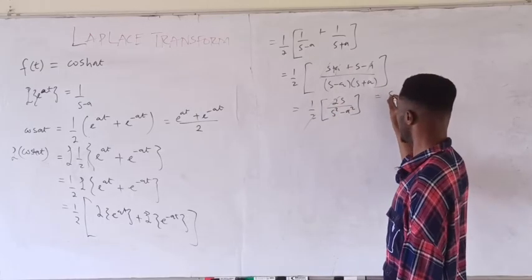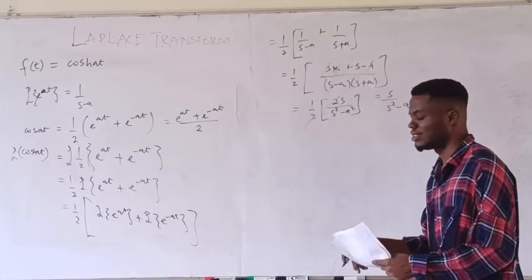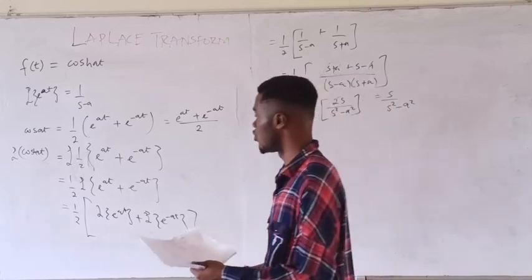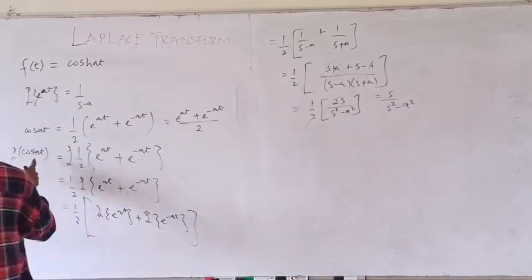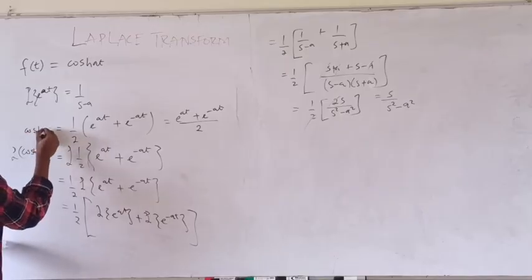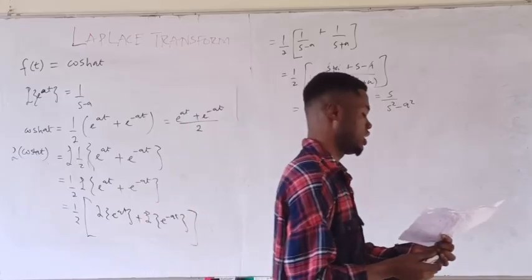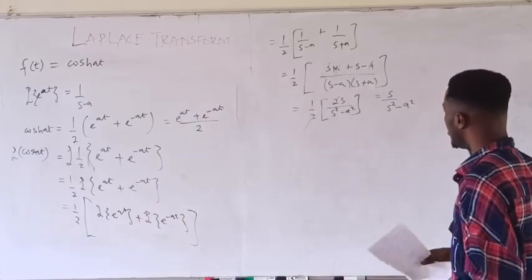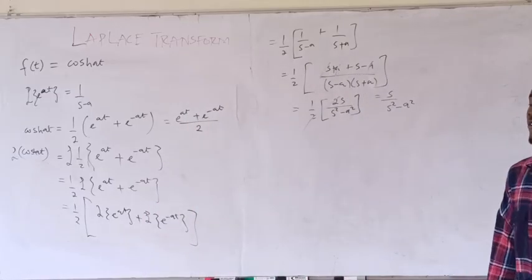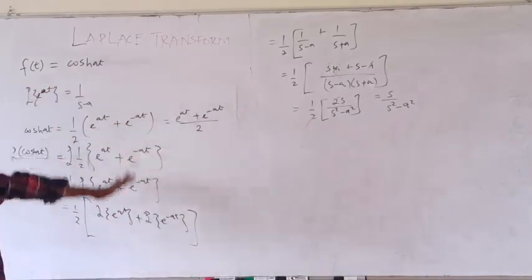So what I have is s over s squared minus a squared. So this is the value of the Laplace of cos at. So before we do an example of this Laplace of cos at, let's quickly do the Laplace of sinh at.